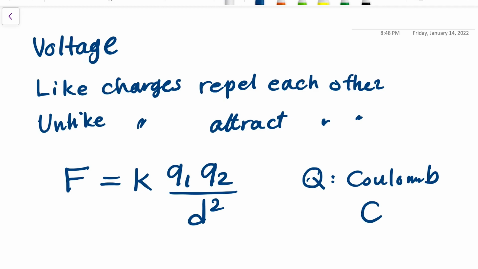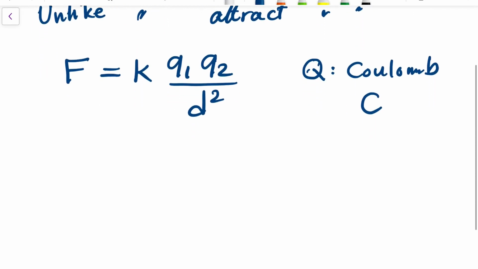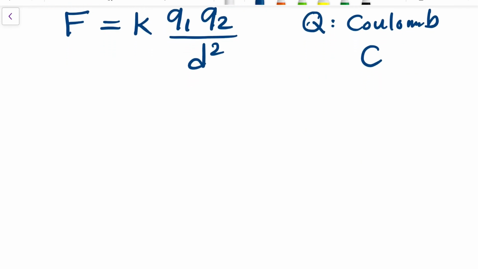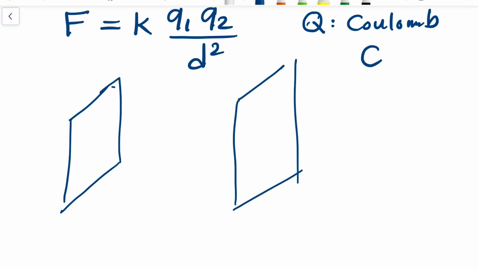Now to introduce you the concept of voltage, let me show you a picture. Suppose I have two parallel plates, one has a charge minus 1 coulomb and the other has a charge plus 2 coulomb. Now what happens if I put a point charge equal to 1 coulomb between these two plates?